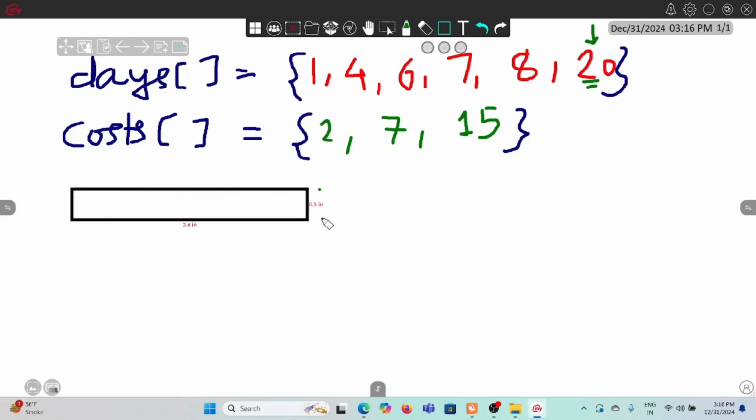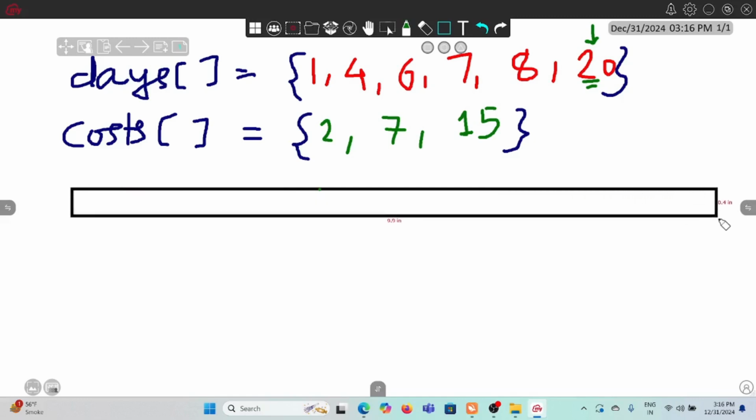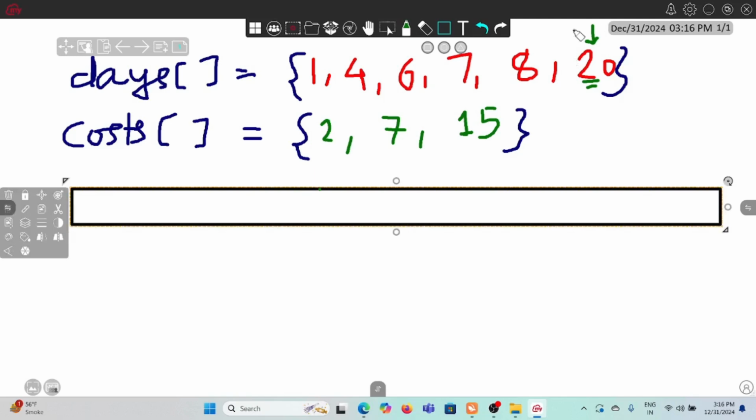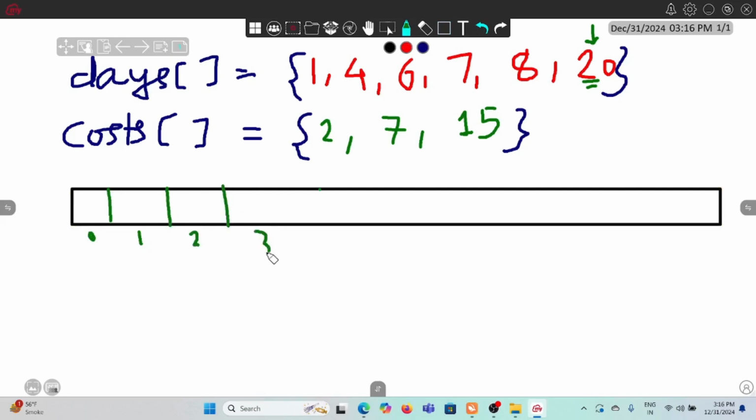So for example, in this case, we will create an array of size 21 starting from 0, 1, 2 like that, and it will go up to 20, so that we would be covering all the values. Okay, so we will create this array and it will go till 20, right? That is why it is of size 21.